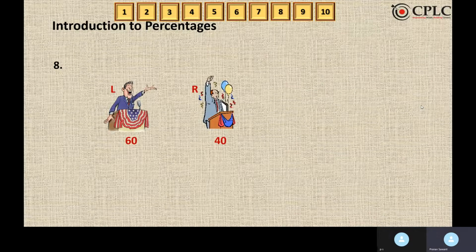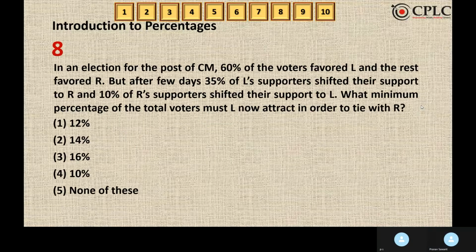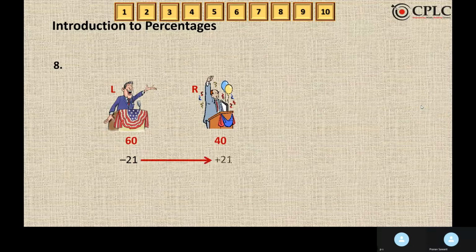So let us assume that the total number of voters is 100. So L has 60%, R has 40%. Further, 35% of L's voters shifted their support to R. That means 35% of 60 is 21. 21 will be subtracted from L and added to R. At the same time, 10% of R, that is 10% of 40, is subtracted from R and added to L. So we'll get the total as 43 for L and 57 for R.